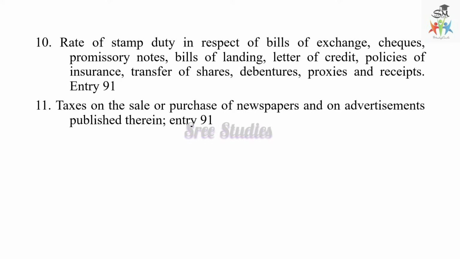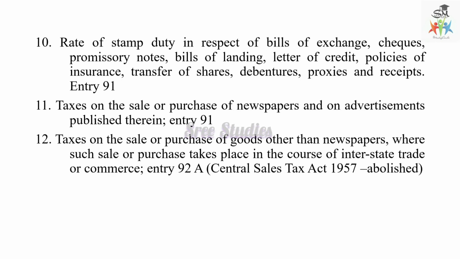The taxes on sale or purchase of newspapers and on advertisements published are also in entry 92. The taxes on sale or purchase of goods other than newspapers, whether such sale or purchase takes place in the course of interstate trade or commerce, are already given in entry 92A.